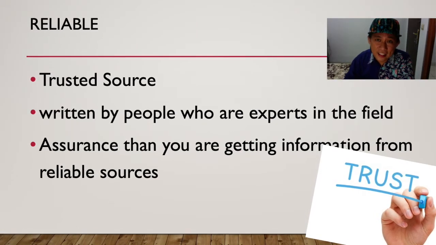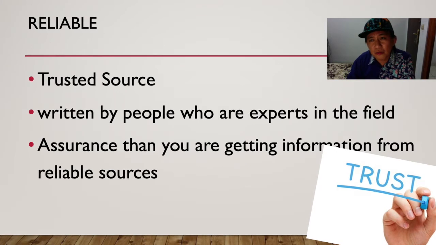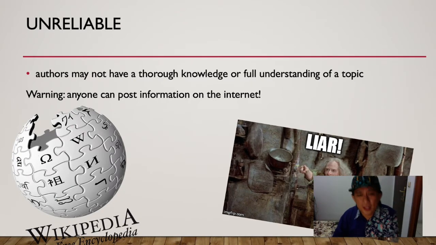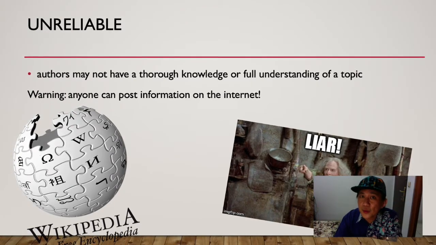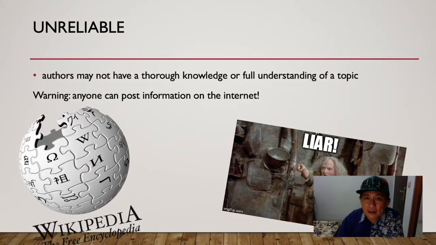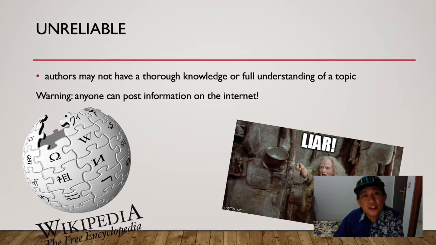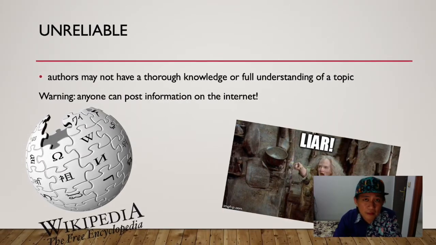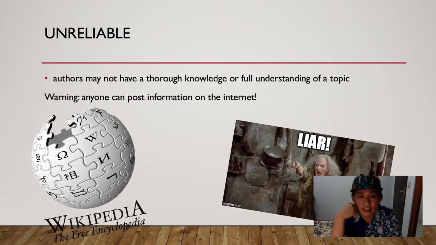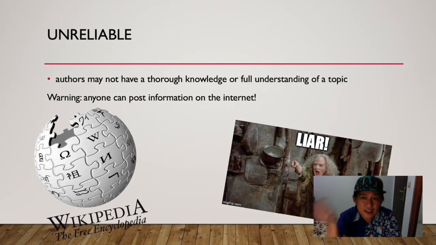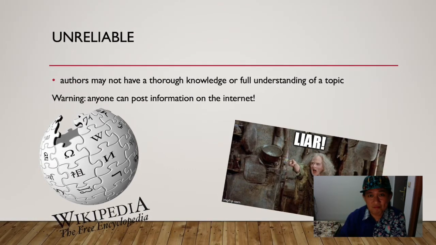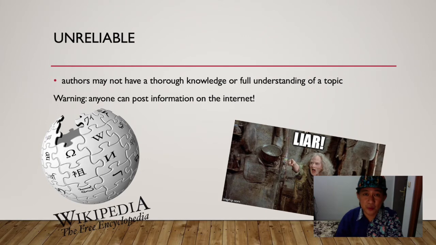On the other hand, what are these unreliable sources? These sources, such as Wikipedia, are not reliable because the authors may not have a thorough knowledge or full understanding of a topic. Now, remember, anyone can post information on the internet, and we need to be critical readers, just so we'd be able to determine what to believe in. We just hate fake news, don't we?